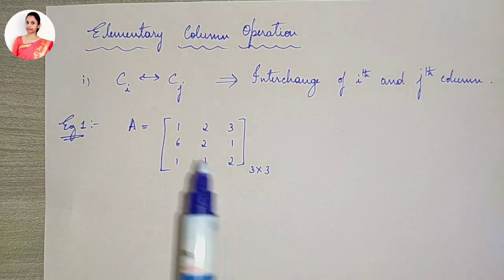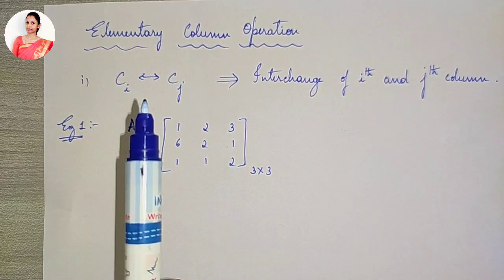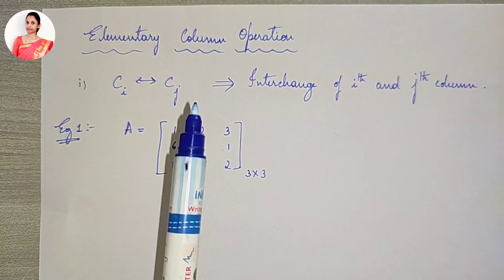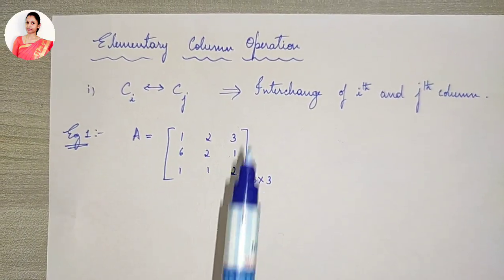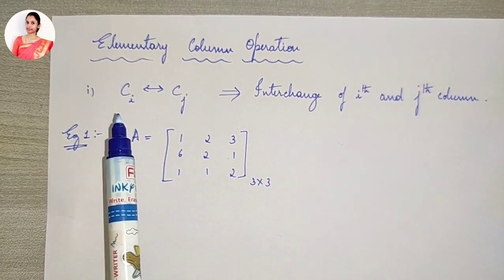Hello everyone. Today we'll see how to perform elementary column operations. We have already seen elementary row operations, so it is similar to that. It is actually the same, but we are not changing the rows. Instead we are changing the columns. We will see a few properties, which operations we can do on columns.